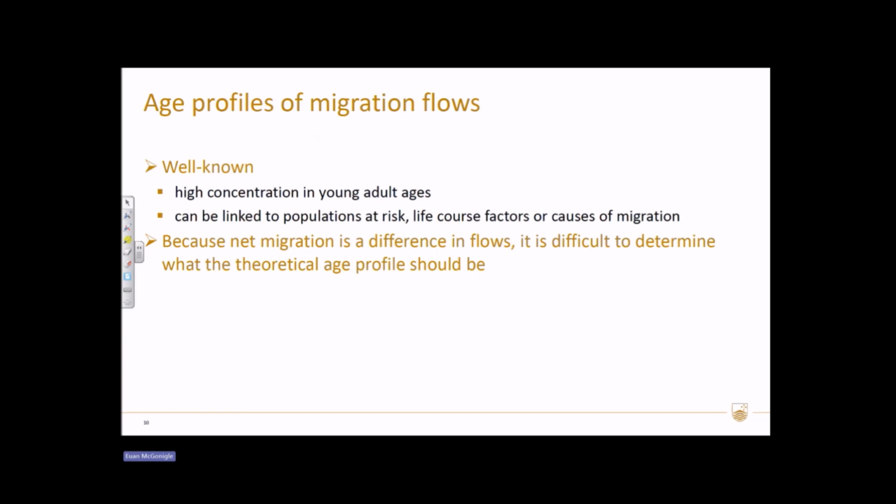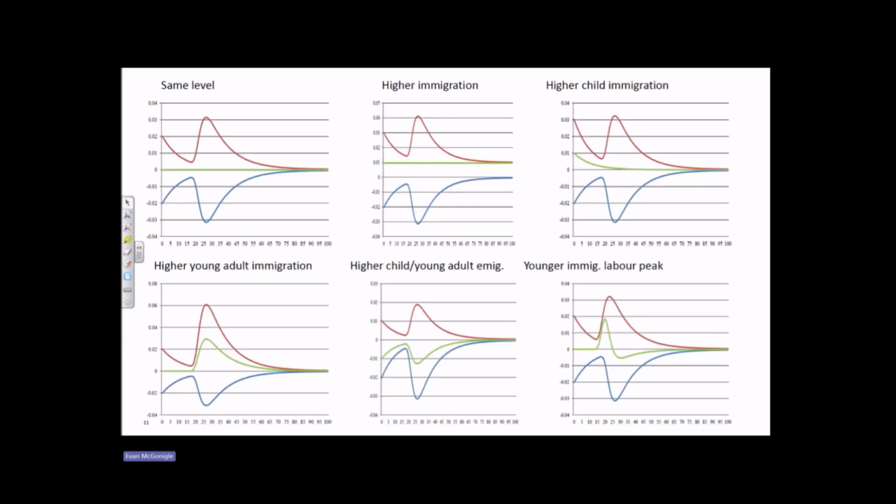So my review failed in some ways, but here's just an illustration of what your age patterns of net migration will look like under different assumptions. These are all hypothetical. On the top one, the red line you can think of as inflows, and the blue line you can think of as outflows. And the green line is your net pattern. So if in-migration and out-migration are exactly the same level across all ages, then net migration is 0, a flat line.